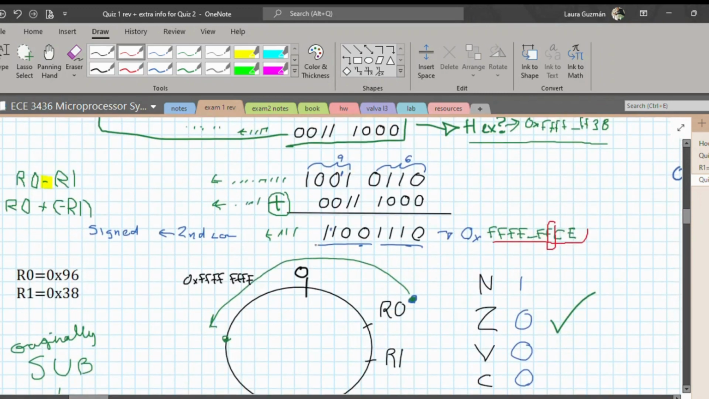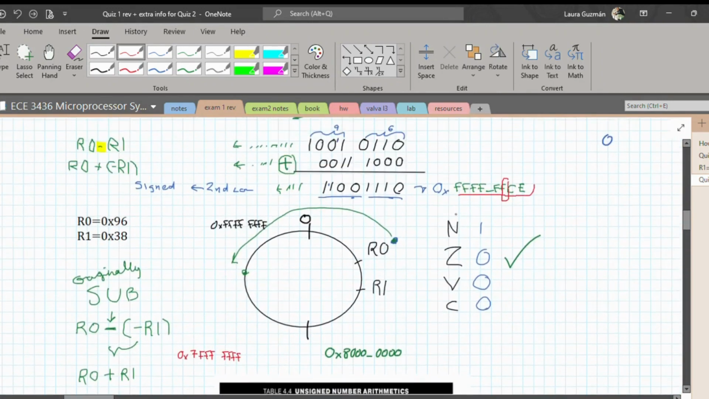Okay, so now we're finally going to use the circle. This is where R0 was originally, this is R1. The result that we got is on the left side. So we know it's a negative number because it's on the left side of the 0 border. It's not a 0, so the bit is going to be a 0. Now for the B, did it cross the bottom border? No, it did not cross the bottom border.